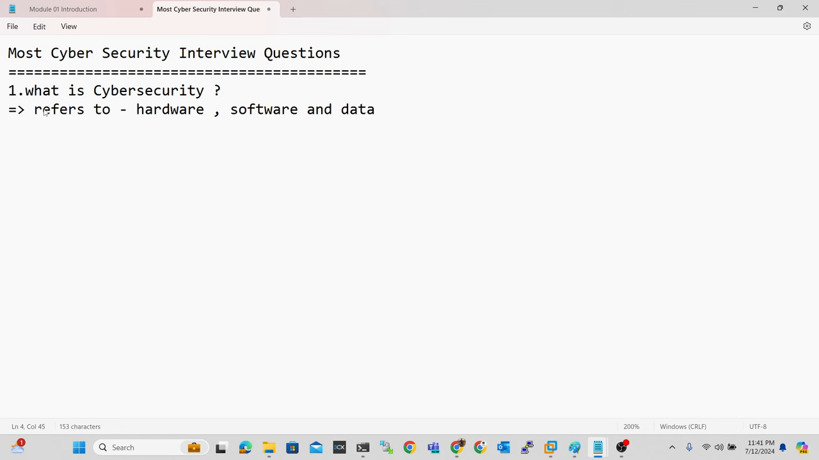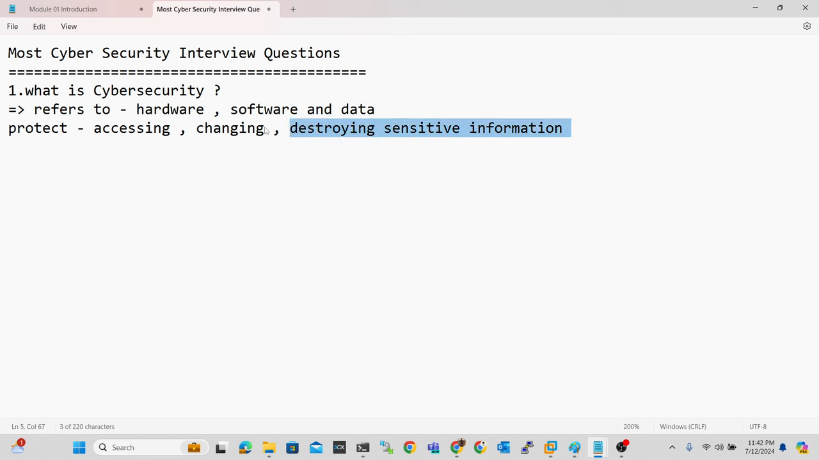Again, the primary purpose of cybersecurity is to protect against accessing, then changing, and destroying sensitive information. This is actually cybersecurity.